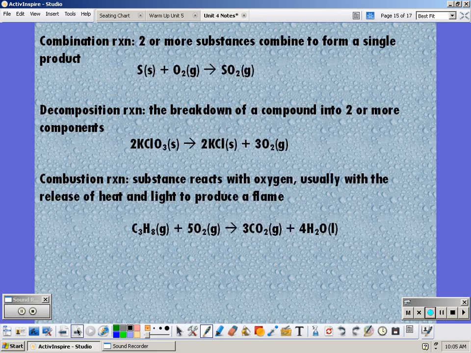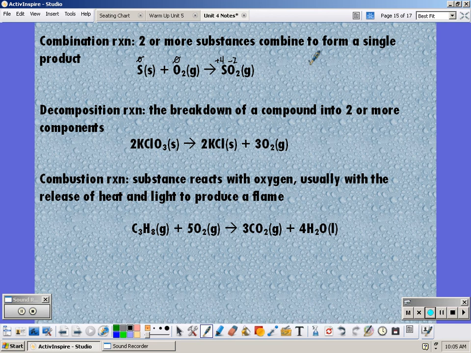A combination reaction is when you have 2 or more substances combining to form a single product. So here we have sulfur by itself, so its oxidation number is 0. Oxygen by itself, the oxidation number is 0. When they come into the compound, oxygen's oxidation state is -2. I have 2 of those, so that's a -4. So my sulfur has a +4 oxidation state.